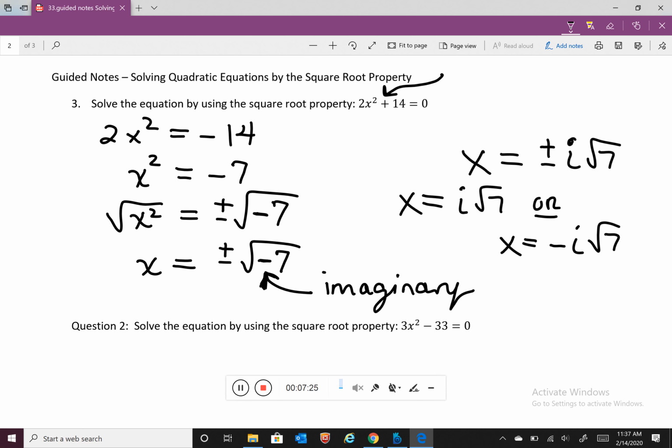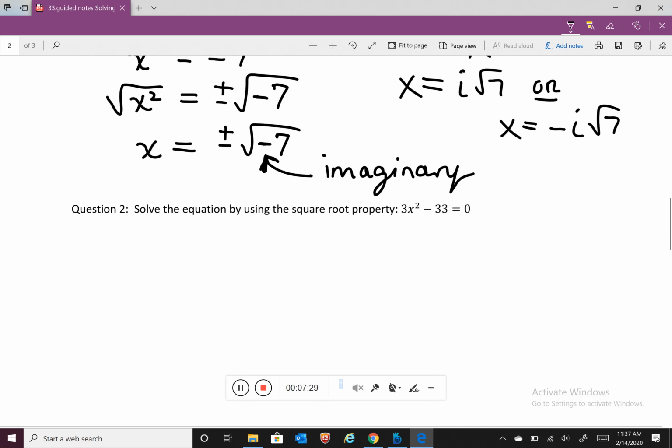Next example, you are going to solve this equation using the square root property. 3 times x squared minus 33 equals 0.